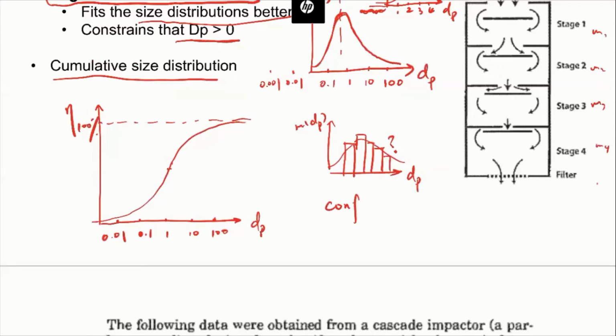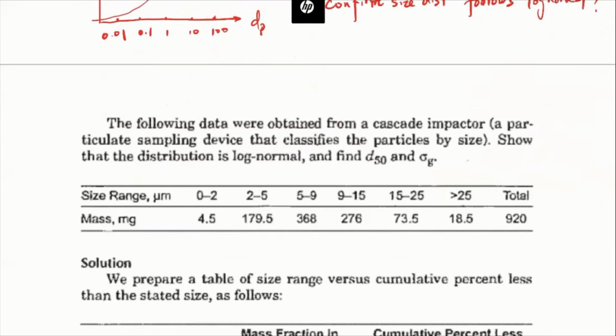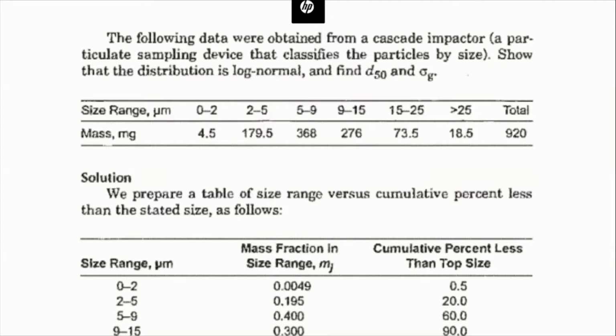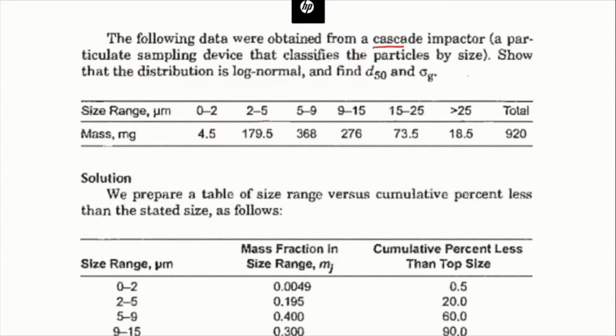How to confirm a size distribution follows log normal. There's an easier way in engineering to confirm this, okay? So for example, let's look at this problem here. The following data was obtained from a cascade impactor, okay?